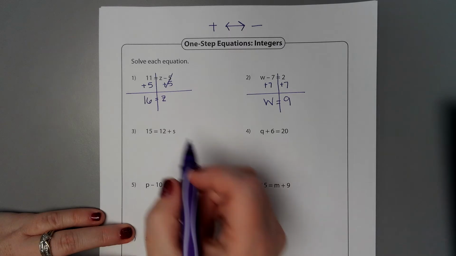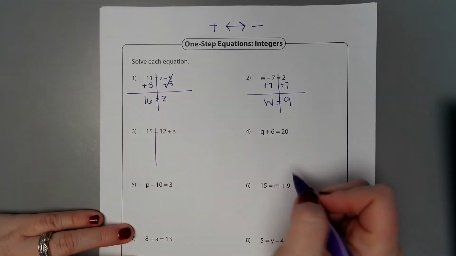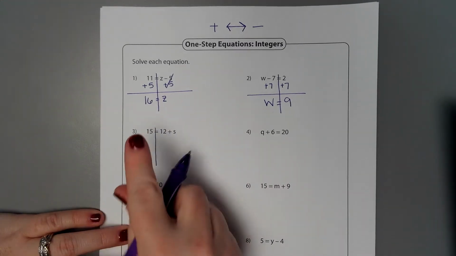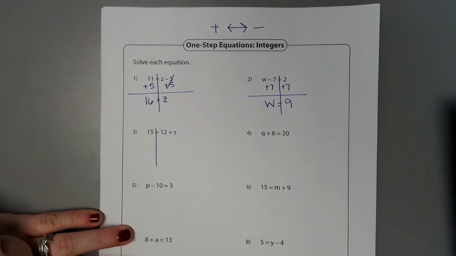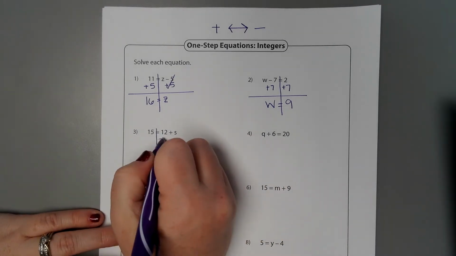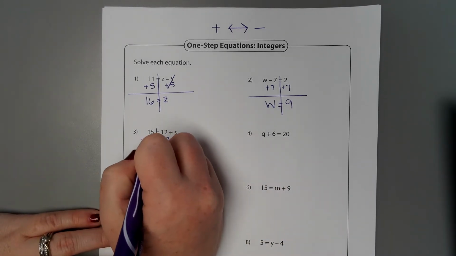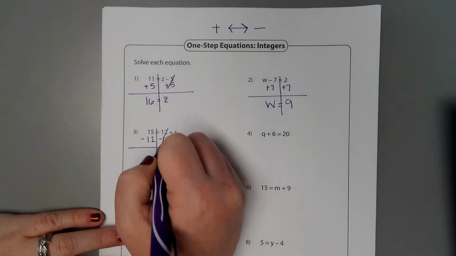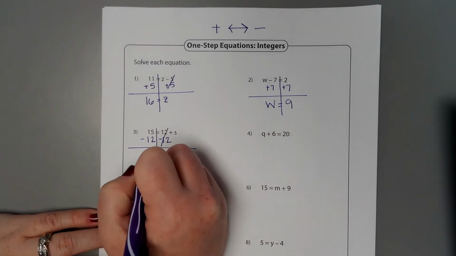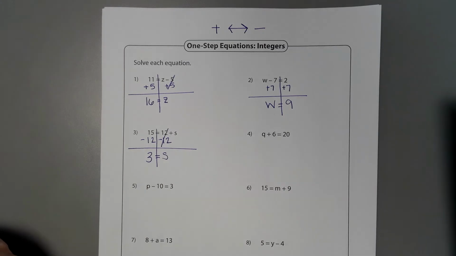Number 3, 15 equals 12 plus s. We have a positive 12 and we need to get rid of it. What's the opposite of positive 12? Minus 12, minus 12. The 12's cancel out, leaving us with s equals 3.